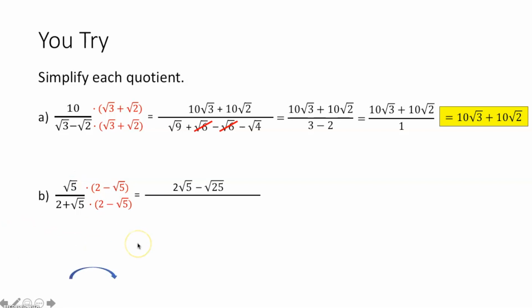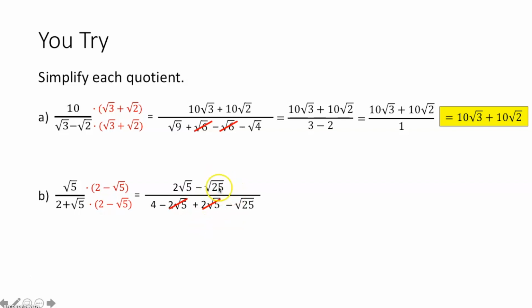Then in the denominator, we FOIL. So 2 times 2 gives you 4. 2 times negative rad 5 gives you negative 2 rad 5. Rad 5 times 2 is going to give you 2 rad 5, and then rad 5 times negative rad 5 is going to be negative rad 25. In our denominator, we have like terms. So this rad 5 and this rad 5, same radical, but opposite coefficients. So those are going to cancel each other out.